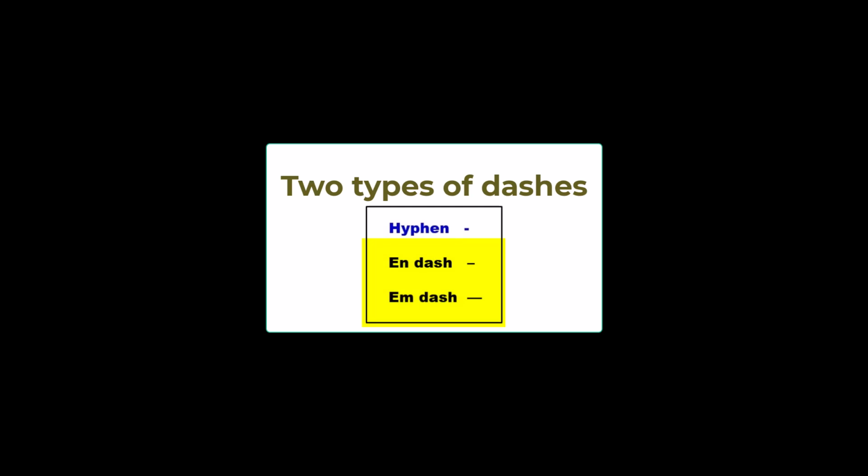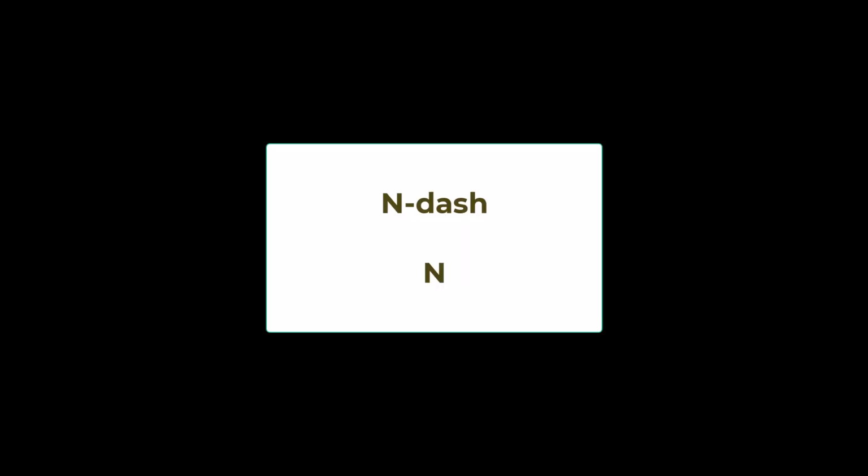Dashes. Hyphens are used to join, dashes are used to separate. Two types of dashes are used. An N dash is the width of a capital letter N. An N dash forces the reader to pause.